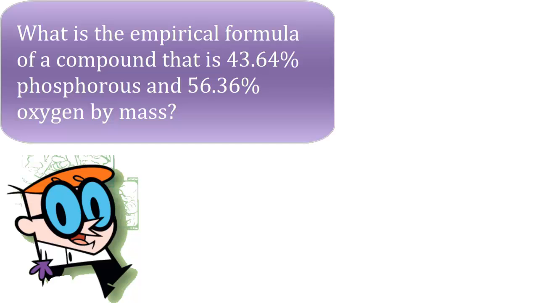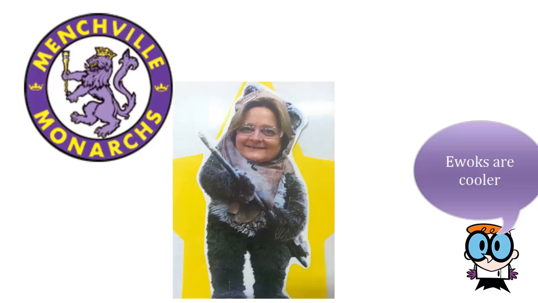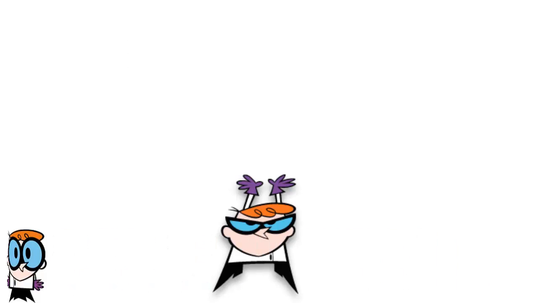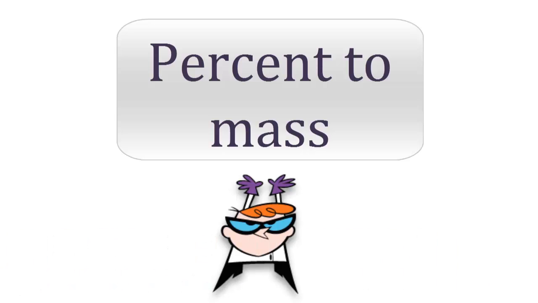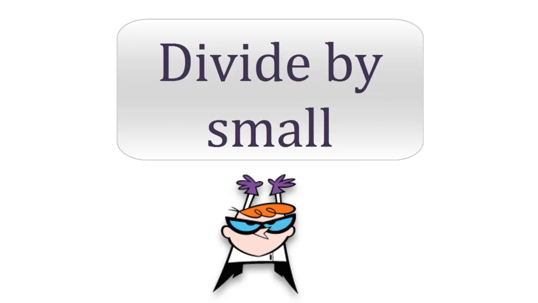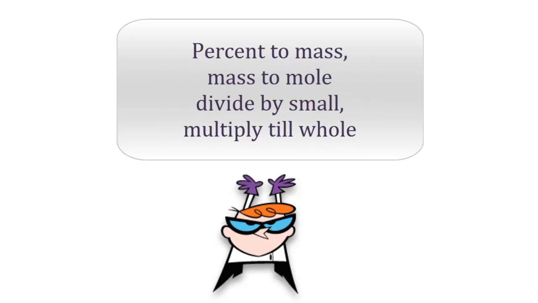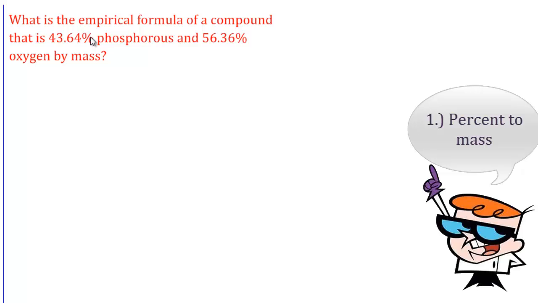Often we'll be given a compound's percent by mass and asked for its empirical formula. To do that, we'll remember a poem written by Miss Freeman of Menschville High School. The poem is as follows: percent to mass, mass to mole, divide by small, multiply till whole. Percent to mass means that we'll first assume that we have a 100-gram sample.